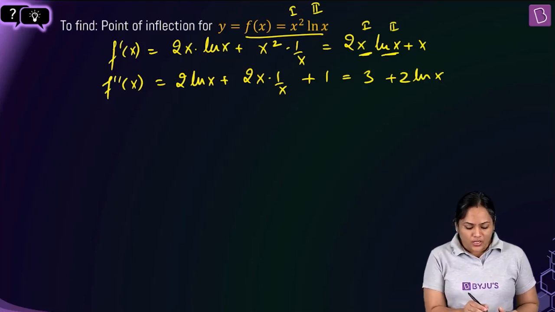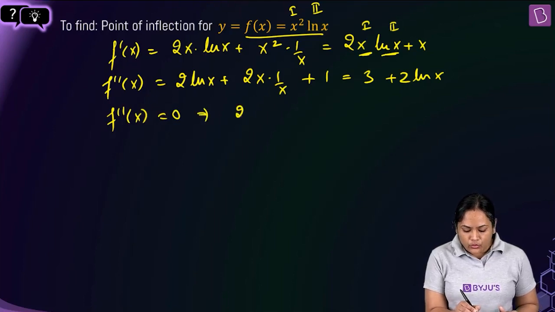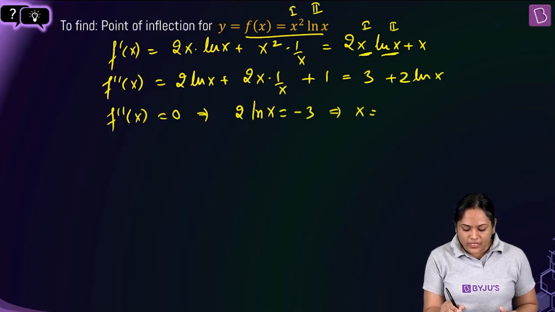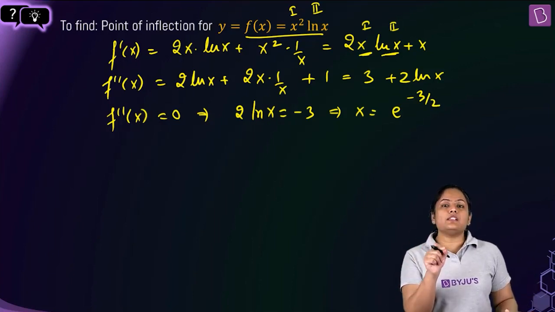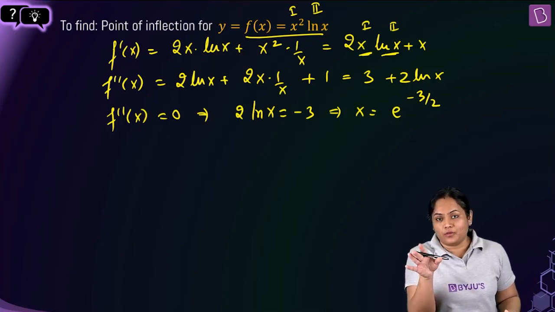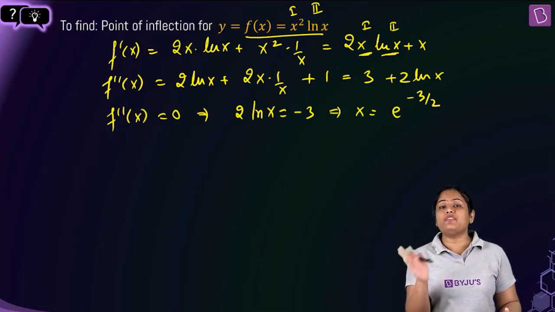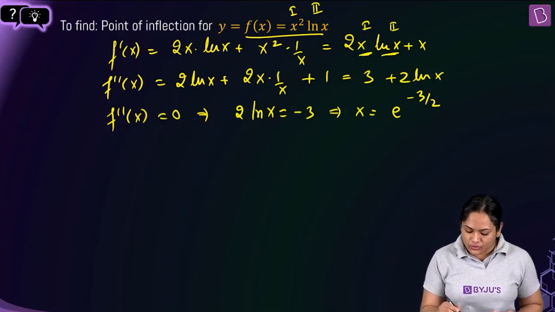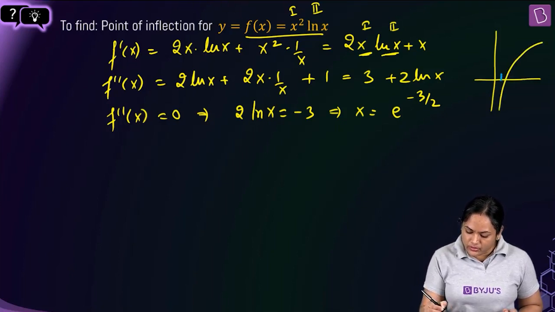Got this much? Okay, so now when I equate it to 0, I'm going to get 2 ln x is equal to minus 3. That means x will be equal to e raised to minus 3 by 2. Clear? So this is the point where f double dash x will be 0. Now further, what I have to make sure is that at this point, sign of f double dash should change, right? So if I take my ln x over here, this is my ln x graph, right? Let's say this point over here is e raised to minus 3 by 2.